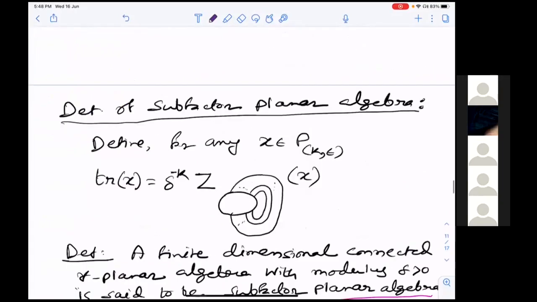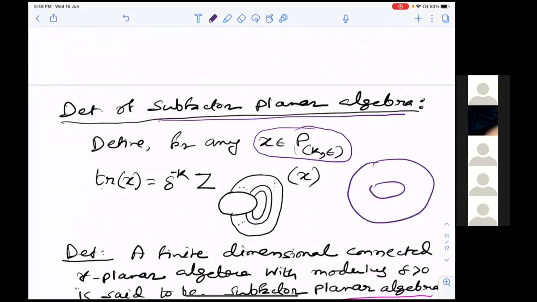Now we define the subfactor planar algebra, a very good kind of planar algebra. So first we define a trace. Given any x in Pk epsilon, because we have a planar algebra, we have a vector space for each color. Then define the trace of x, tr of x, and one can prove that it is a trace by this. See, this is a triangle. There are 2k many points here, but the external disk has no marked point.